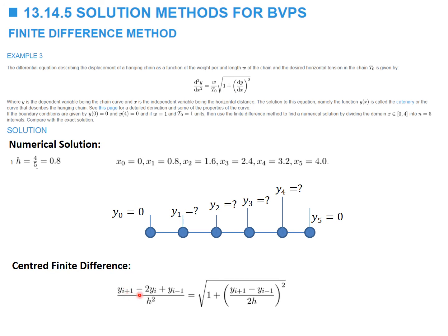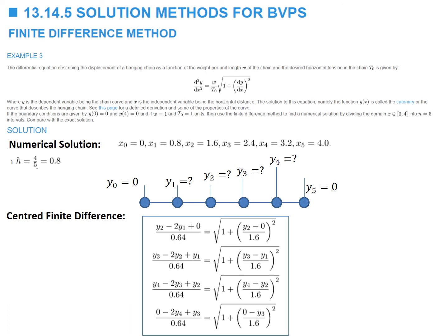y sub i plus 1 minus 2 y sub i plus y sub i minus 1 divided by h squared, and h is given as 0.8, is equal to the square root of 1 plus the first derivative of y squared. The first derivative of y squared is given as this: y sub i plus 1 minus y sub i minus 1 divided by 2h. If you don't remember these formulas, please go back to numerical differentiation and look at the centered finite difference approximations for the derivatives. Alright, so we're going to repeat this equation 4 times. We're going to set i equal to 1, 2, 3, and 4, and write 4 equations.